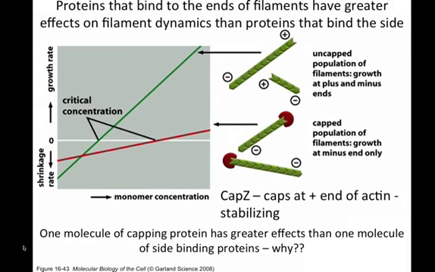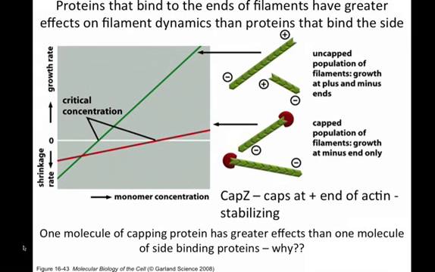Okay, proteins that bind to the ends of filaments have greater effects on filament dynamics than proteins that bind to the side. So we just talked about all these side binding proteins, and we're going to talk a little bit about some more side binding proteins that are going to affect stability and stuff like that.